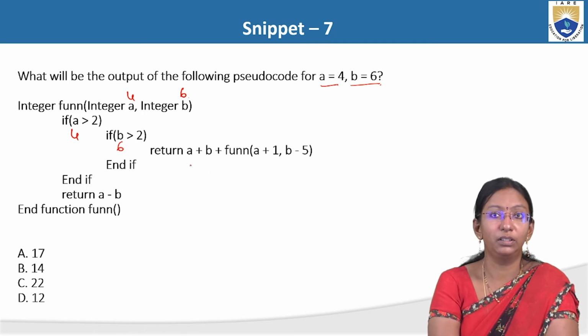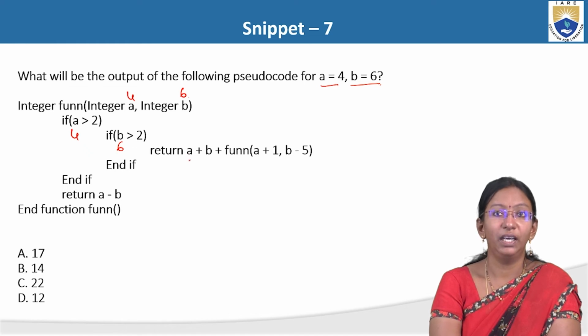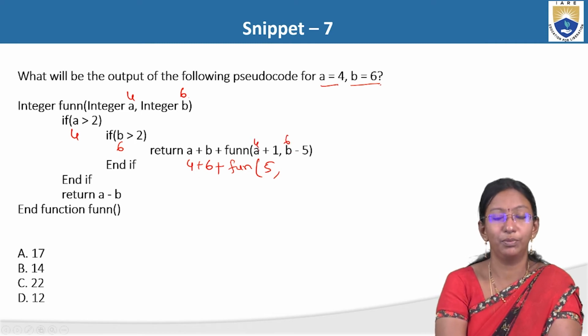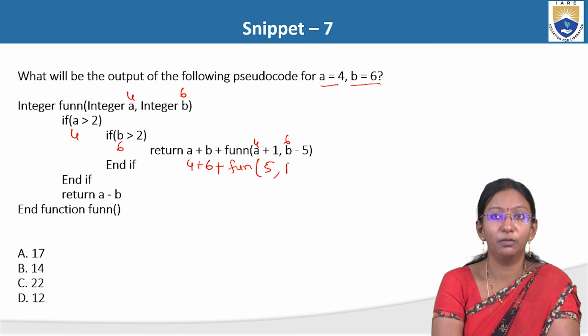If all these conditions are true, you have to return A. What is the value of A? 4 plus 6 plus fun of A plus 1. What is the value of A? 4. 4 plus 1, 5. B, A is 4, B is 6, guys. Let me replace it. 6 minus 5, 1.